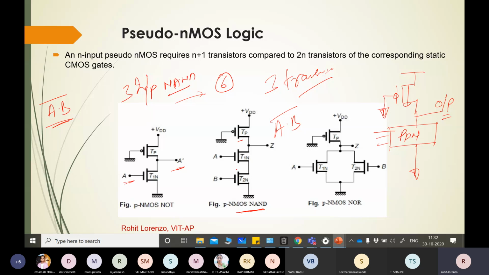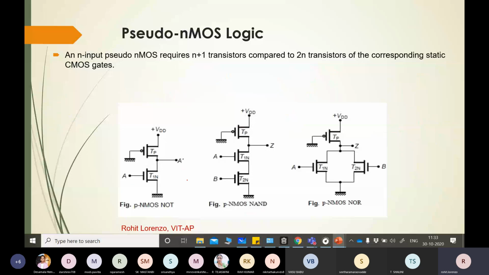So 3 will be in series in NMOS and 1 there. So total 4 transistors. So in pseudo NMOS, what we are doing is minimizing the number of transistors. Pseudo NMOS requires n plus 1, where n is the number of inputs. One is this load transistor and n is the pull-down network. But if you want to design the same thing in static CMOS, I require 2n.